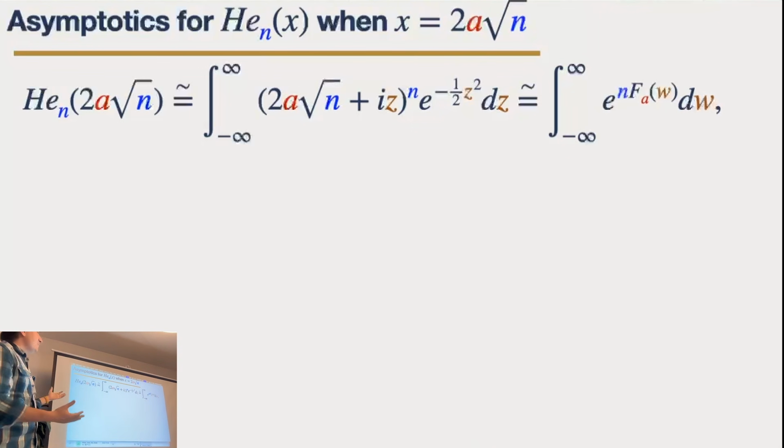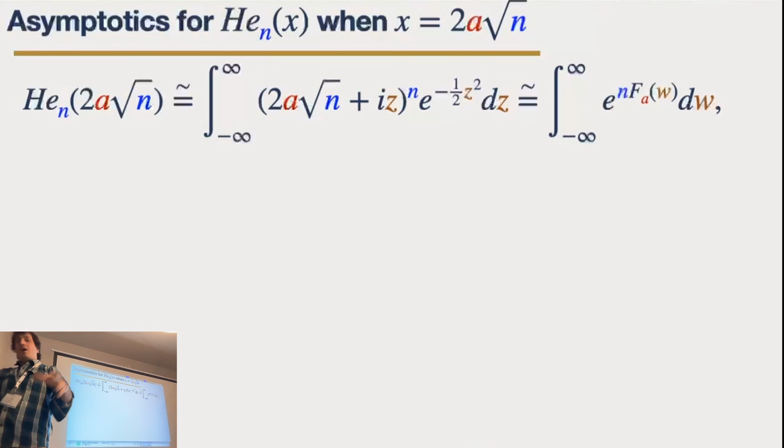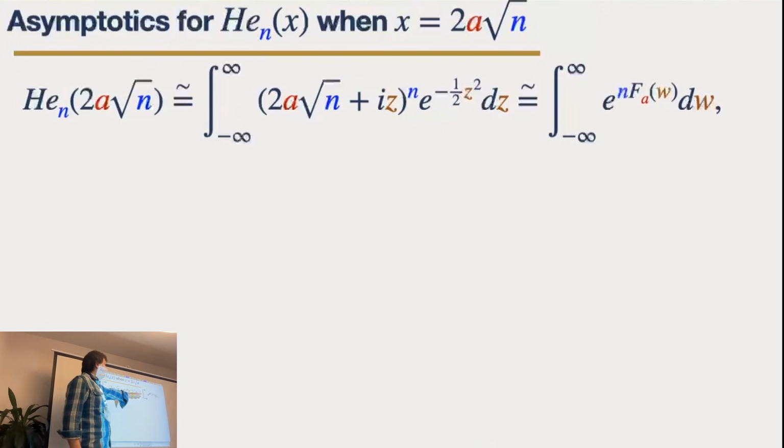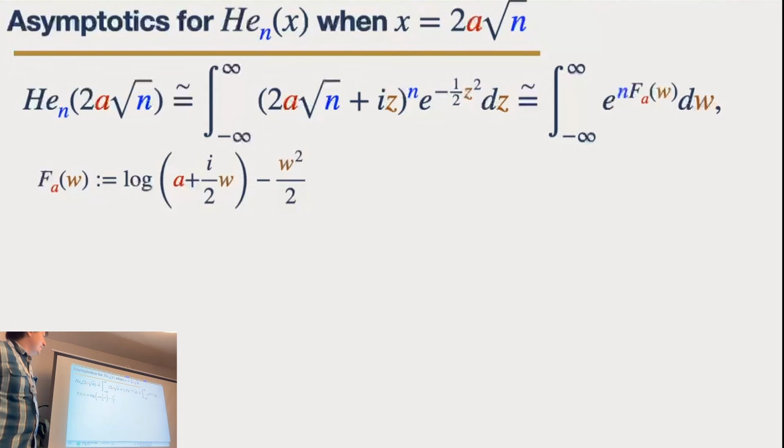And then when you take the limit, you're just worried about where the value of f is the largest. You see, because you have e to the n times something. And when n is like a quadrillion, the only thing that matters is where f is really close to its maximum. And what is the function f? It's not too nasty. It's the log of a plus i over 2 w minus w squared. The minus w squared comes from the Gaussian part, and then the i over 2 comes from this part.